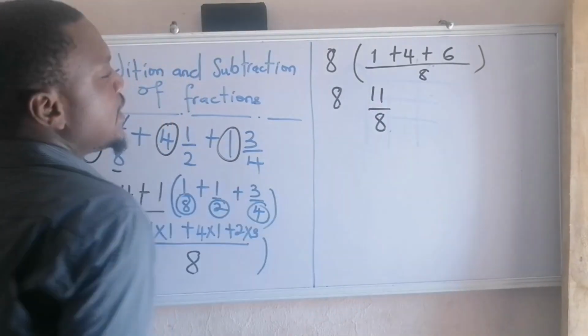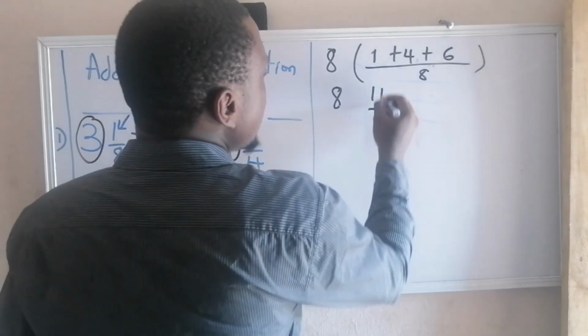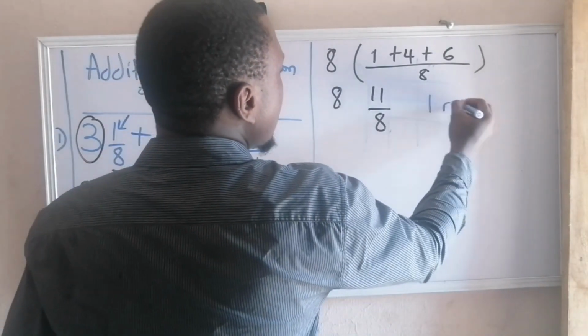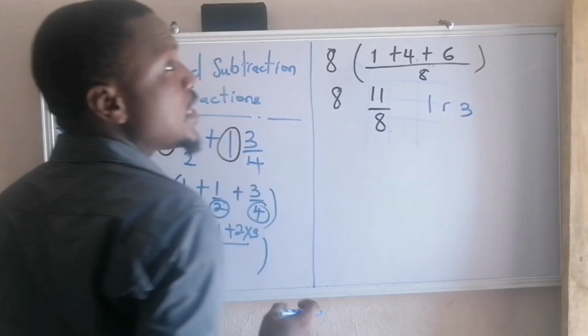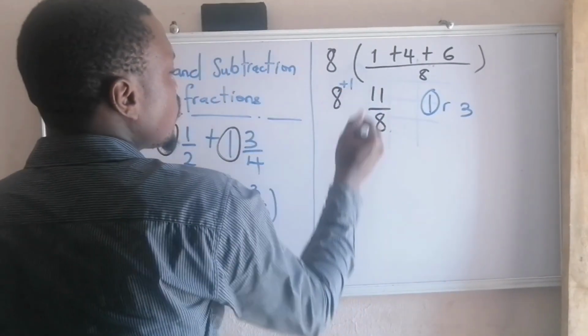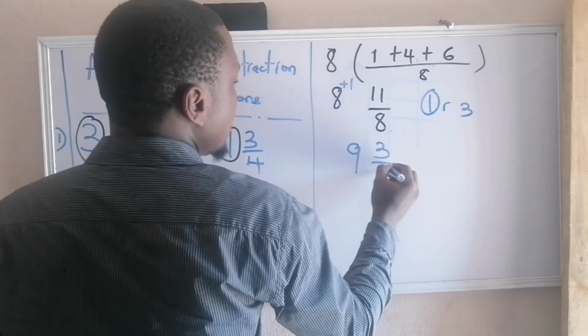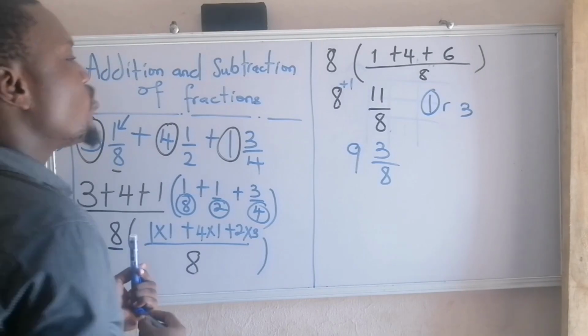But if you look at this, 8 can go in 11. Yes, this 8 can go in 11. How many times? 8 will go in 11 one time, remainder 3. You see this 1, you add it to this 8. So this will now be 8 plus 1, that will be 9. Then the remainder will be 3 over 8. So that's our final answer. Our final answer is now 9 and 3 over 8.